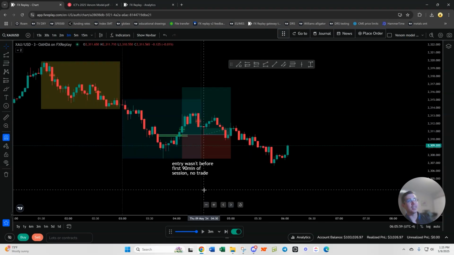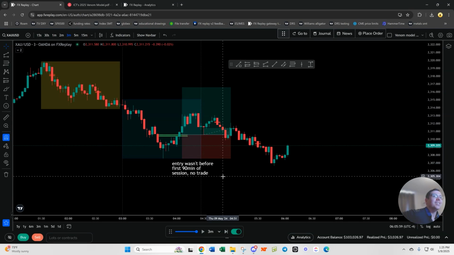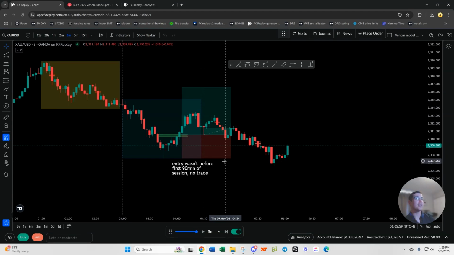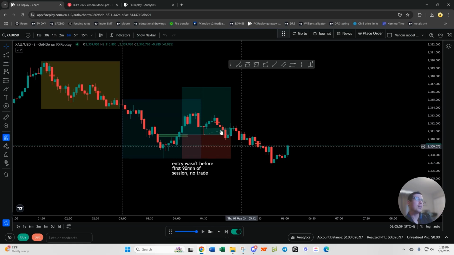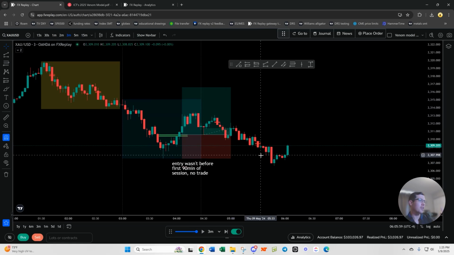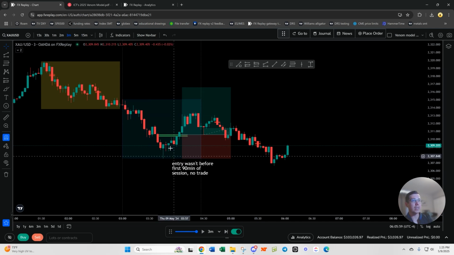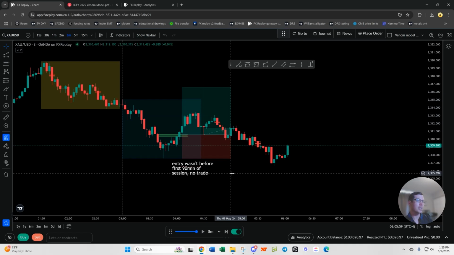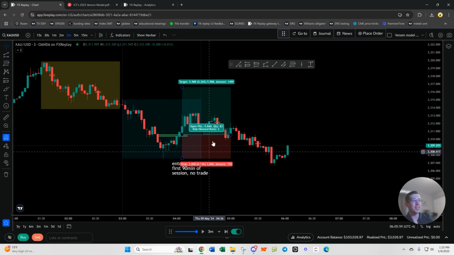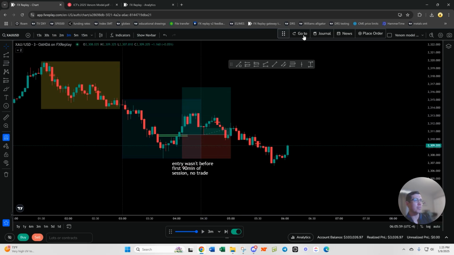Yeah, would have been a loss. So there's a reason for the rules, I think. The first 90 minutes of pretty much any session is generally the highest volume, highest liquidity. I think in the New York session, the last hour or so sometimes picks up a little bit, especially when there's earnings and stuff. But usually the first 90 minutes is why ICT calls them the kill zones. So we didn't take this one, and it again saved us from a loss.